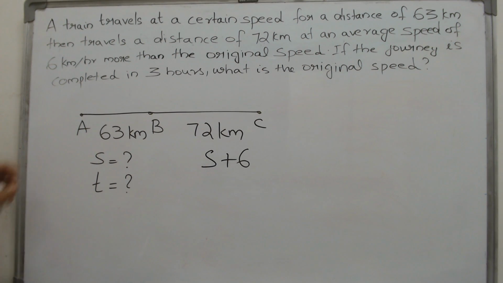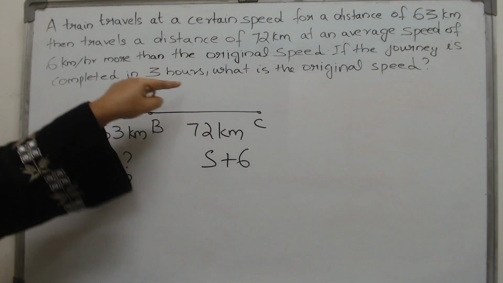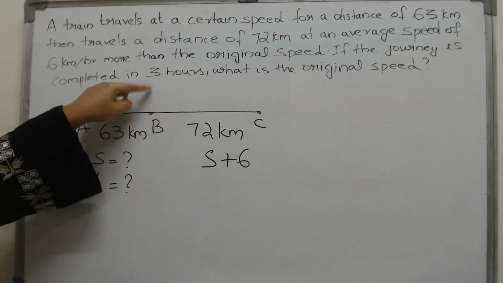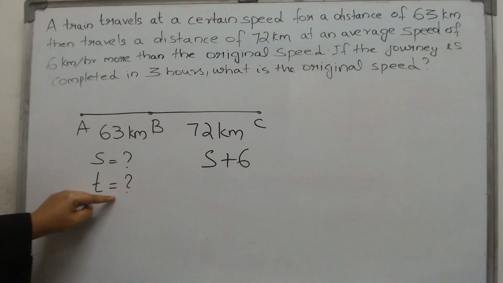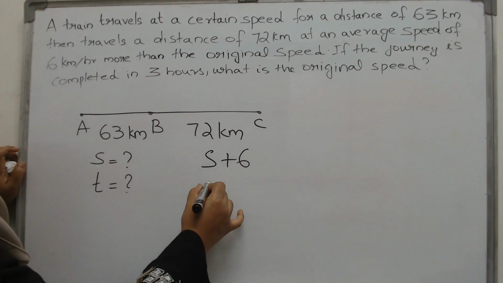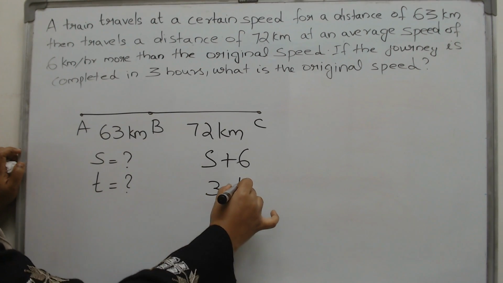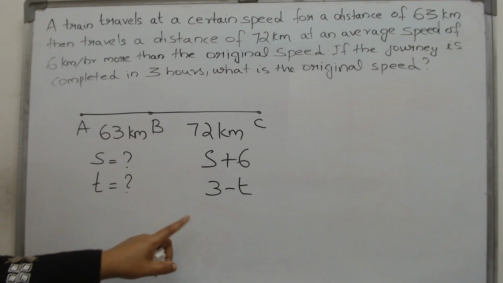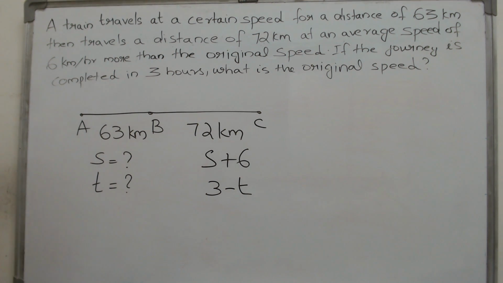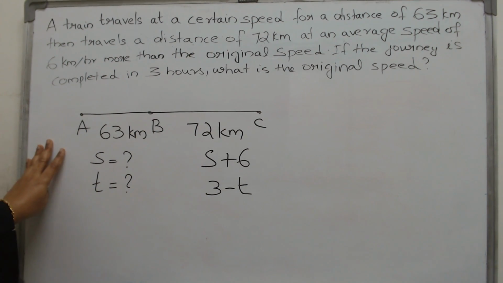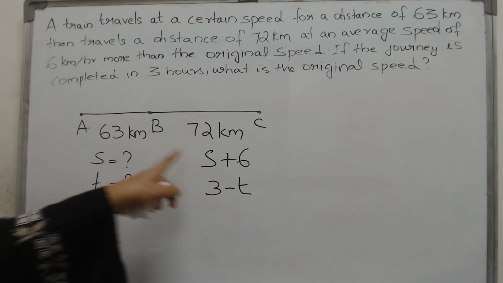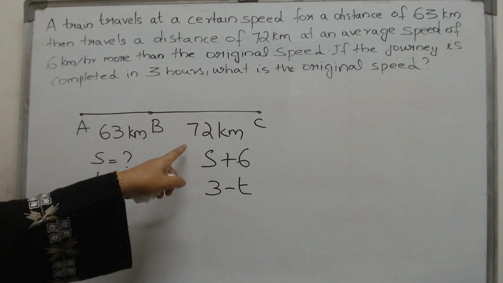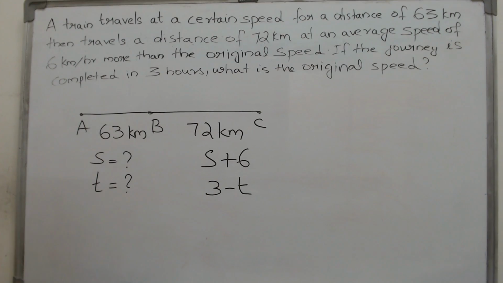What about the time? The whole journey is covered in 3 hours. So if the first part of the journey is T, then the second part will be 3 minus T. Add both of them, you will see these two get cancelled and the whole journey is covered in how much? 3 hours. Now we need two different sets of equations. Why? Because we have different speed, different distance. So let us write down two equations.